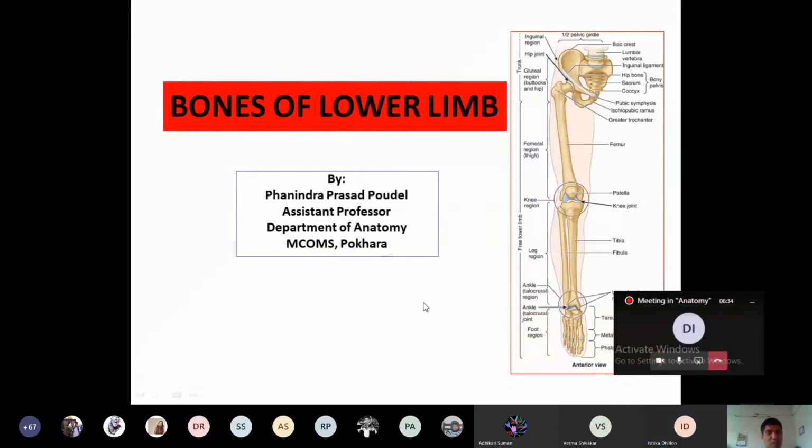I'll start the discussion today. Today we are discussing the bones of the lower limb. It's a sort of revision class for the preparation of your university practical examination. Bones of the upper limb, I don't need to tell you the names; I think you know the names of the bones of the lower limb too. So one by one, all these bones we'll try to review quickly in today's class.